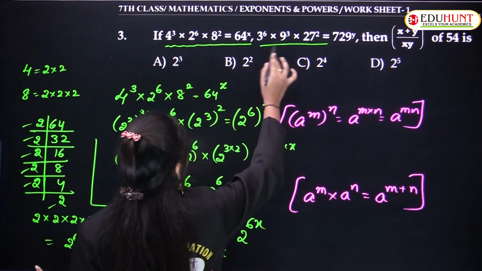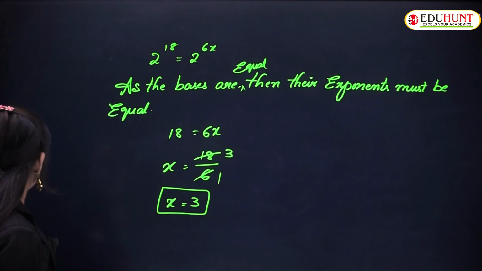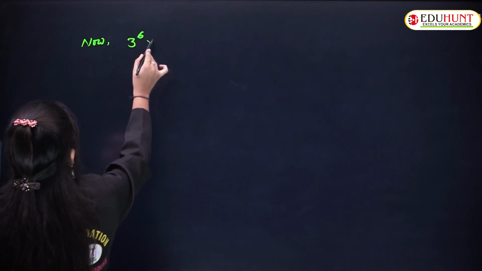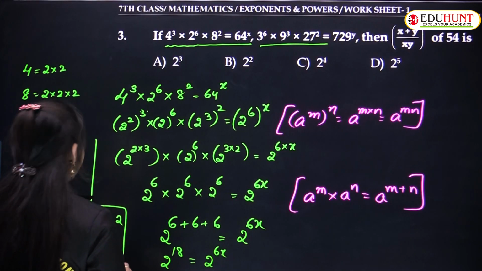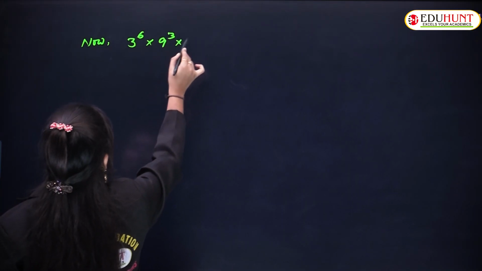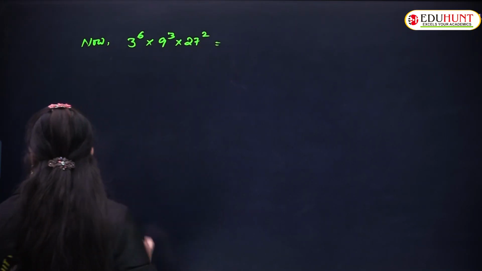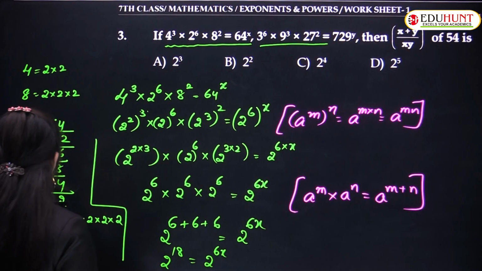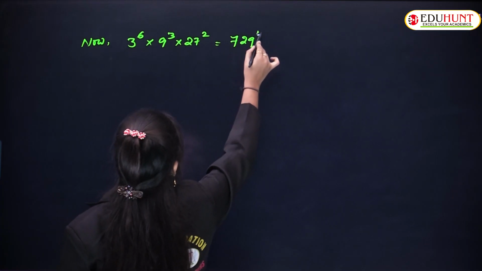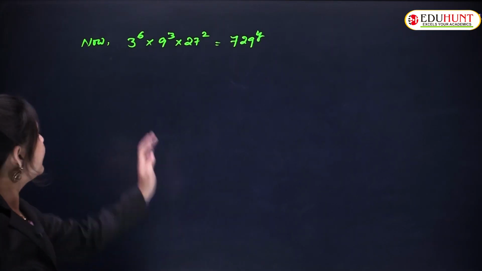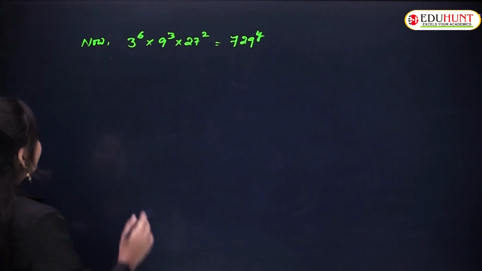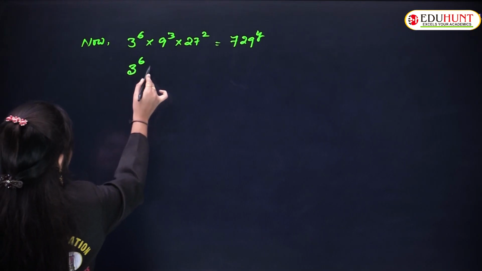Here what is given? 3 power 6 into 9 cube into 27 square is equal to 729 power y. Here also just write all the numbers as powers of 3. Here 3 power 6, write it as it is, 3 power 6.